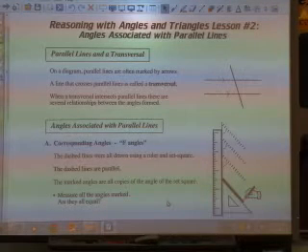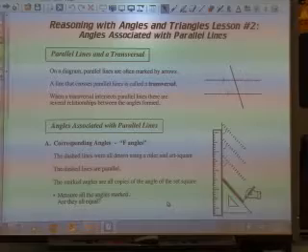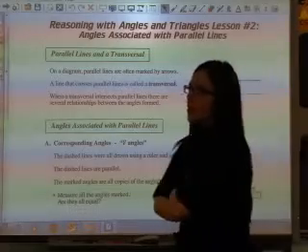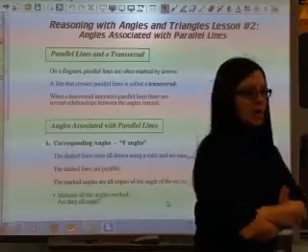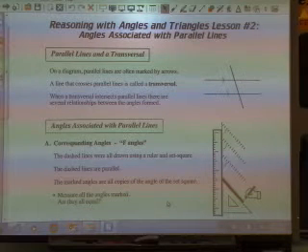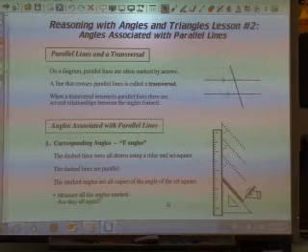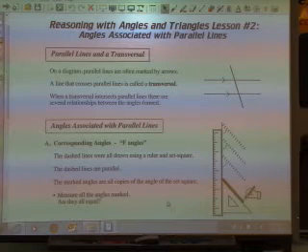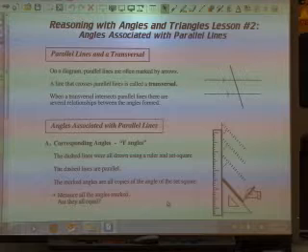Lesson 2 is angles associated with parallel lines. So there's a lot of terminology that comes with this section. You will need a protractor, so if you don't have one, you can come up and grab one, because you are going to have to make some angle measurements.